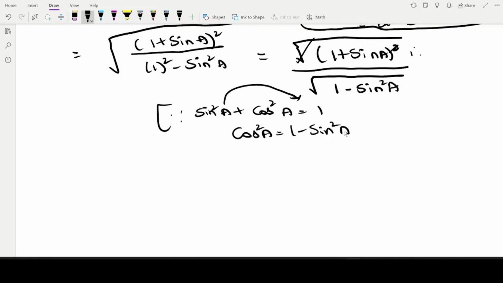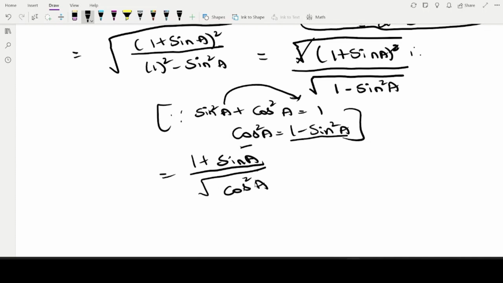From here, if you shift the sine square to the other side, this becomes cos square A equals 1 minus sine square A. Now after the square root gets cancelled, we are left with 1 plus sine A divided by, what is 1 minus sine square A? 1 minus sine square A is cos square A. So square root of cos square A, both square and square root get cancelled. Now we have 1 plus sine A divided by cos A.